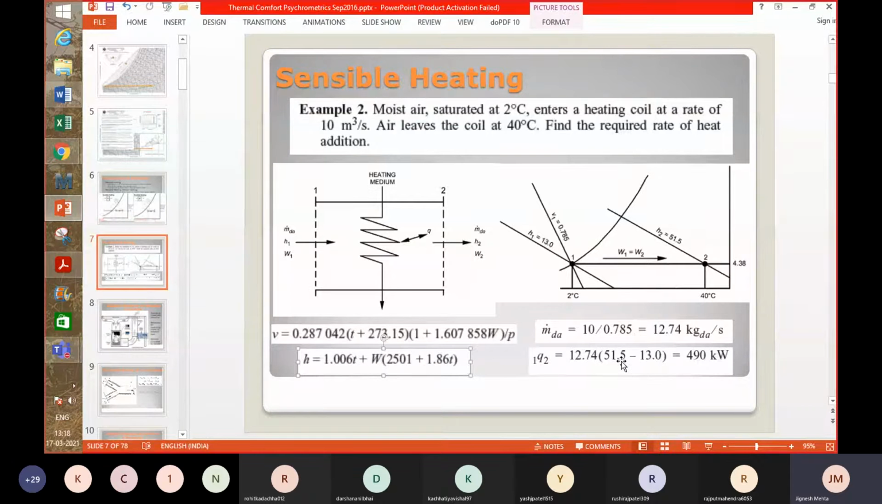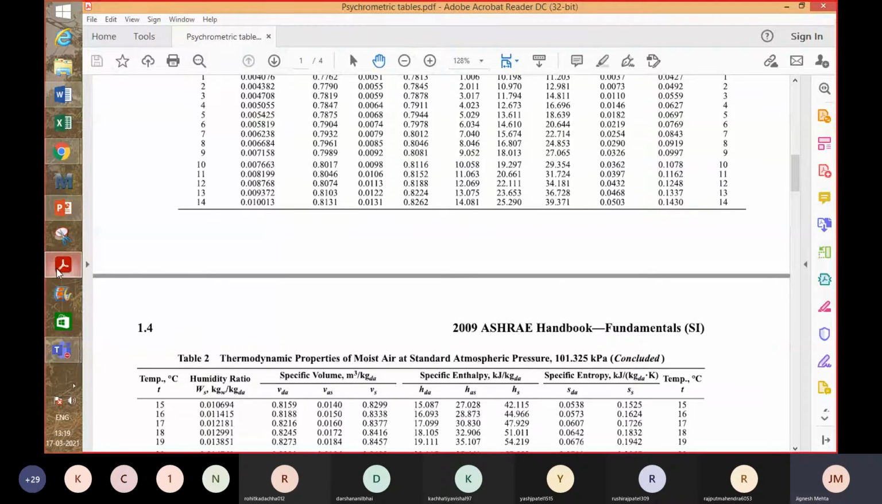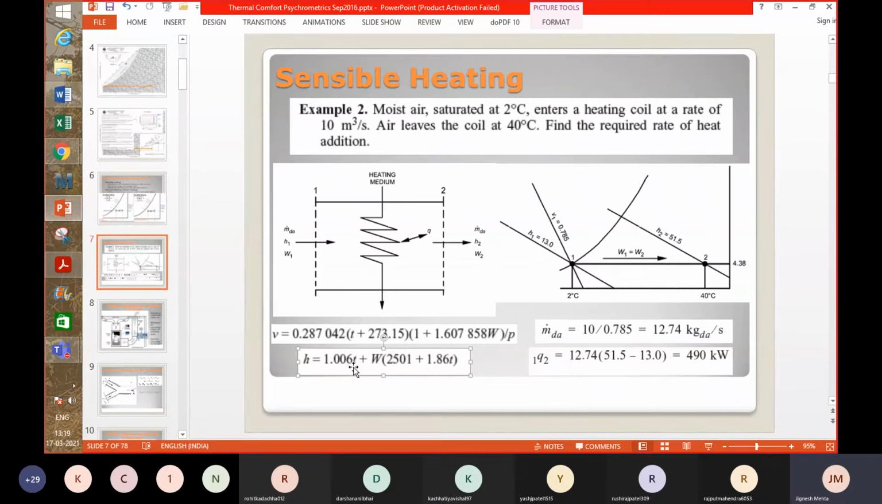That value is put here, and the number that you should get for point 2 should be 51.5. So you put your value of W, which is nothing but Ws, what you already referred from the table. Here at 2 degrees Celsius, it is 0.004382. When you do the calculations, put it in kilogram of water per kilogram of dry air, right? Don't put it in gram, otherwise there will be a mistake of 10⁻³. So it's 0.004382, the value of W, and with the help of that and the temperature 40, you get the enthalpy here, which should be 51.5.